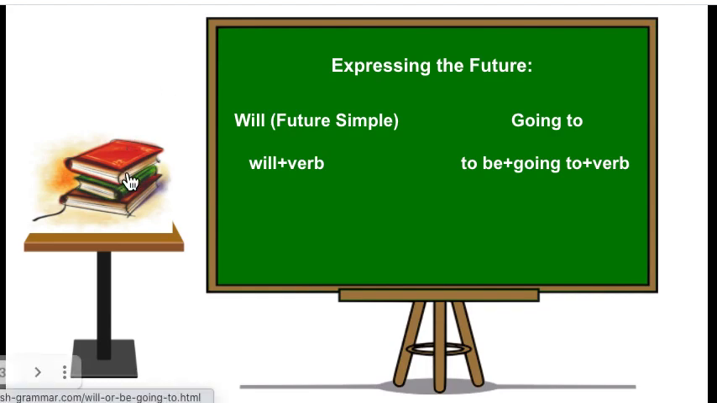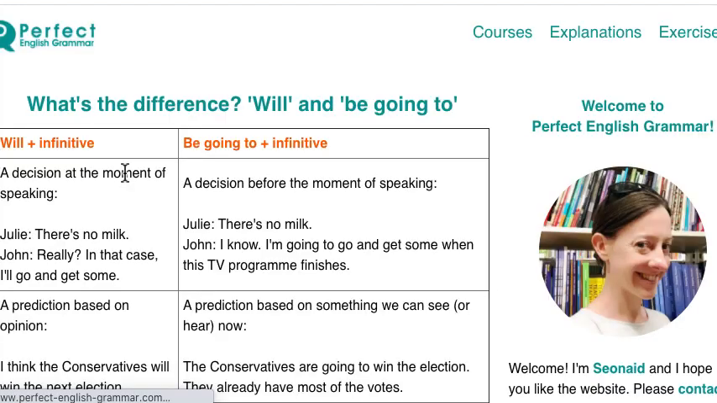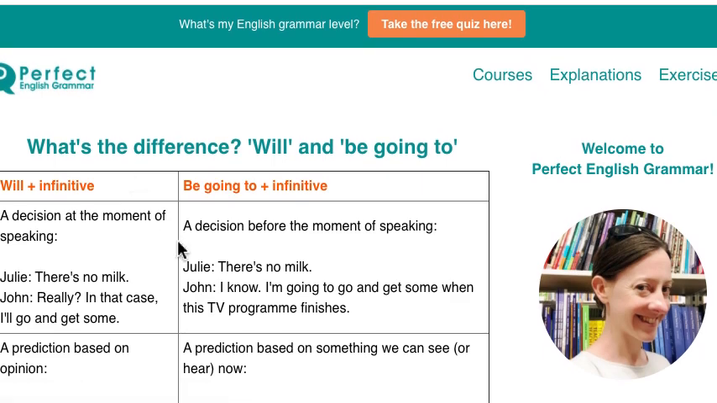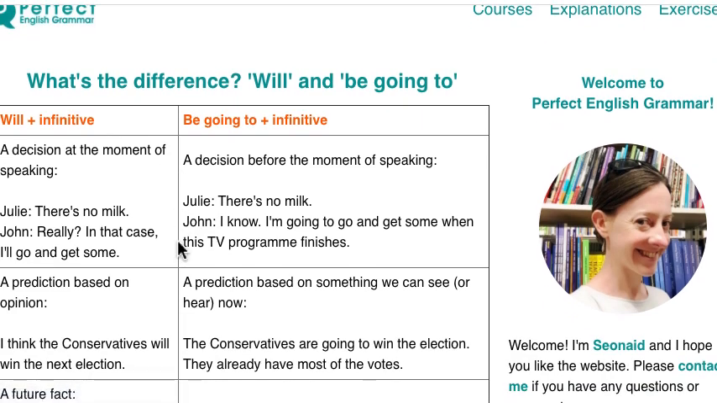For clearer understanding, let's turn to the difference between will and going to. Will is used for a decision at the moment of speaking. There is no milk. Really? In that case, I'll go and get some. In this case, John didn't know that there was no milk, and he made a decision at the moment of speaking.